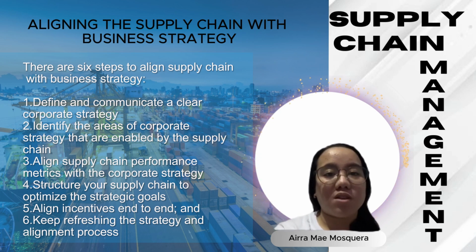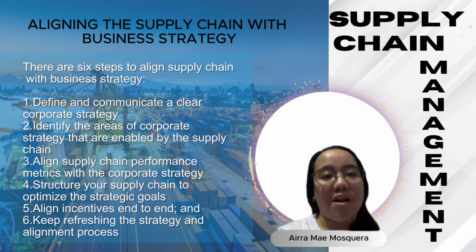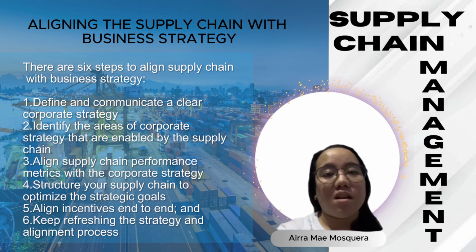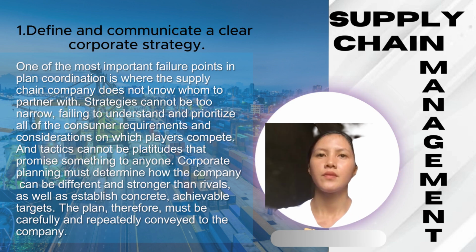Number 4, structure your supply chain to optimize the strategic goals. Number 5, align incentives end to end. Number 6, keep refreshing the strategy and alignment process.